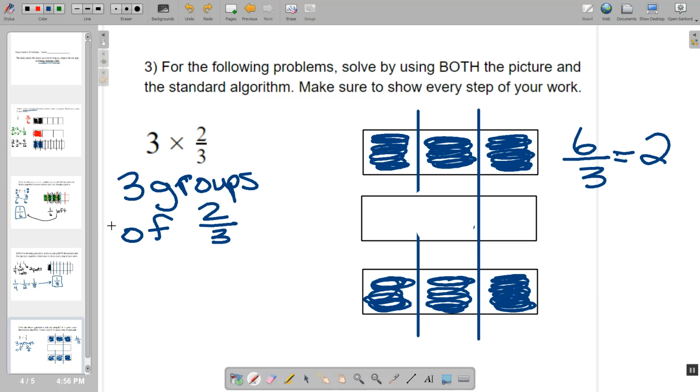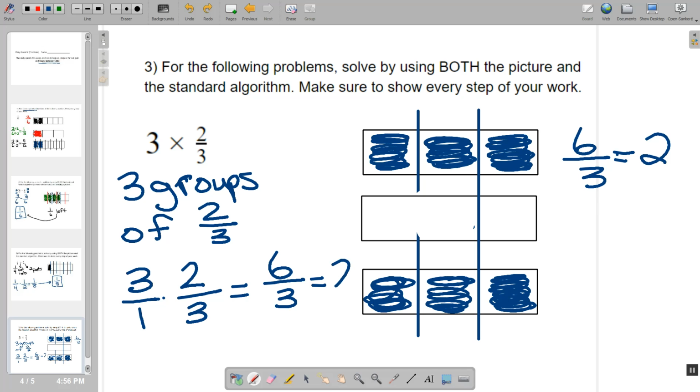Now, for the algorithm, we have to change both of these numbers into fractions. Now, 2/3 is already in fraction form. 3 in fraction form is 3/1, or 3 wholes, however you want to say it, which we multiply across the numerator and denominator and get 6/3, which is equal to 2. And we are done. As always, if you have any questions, please let me know.